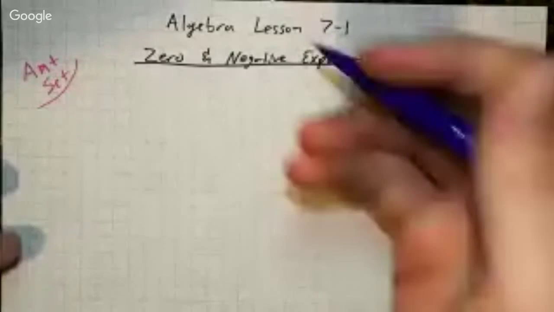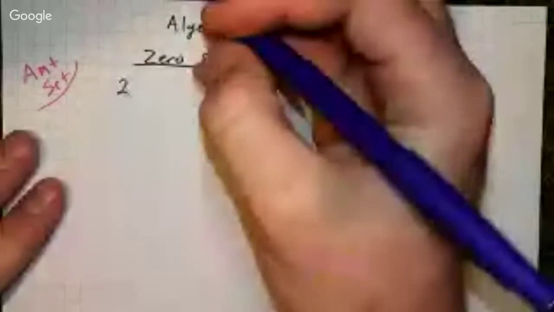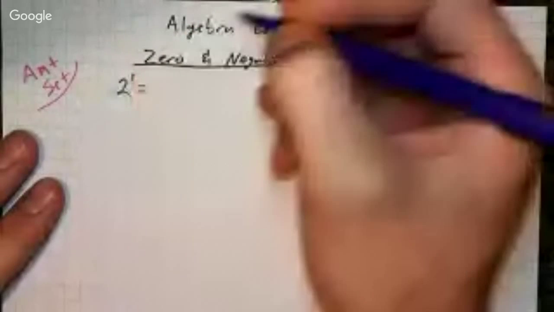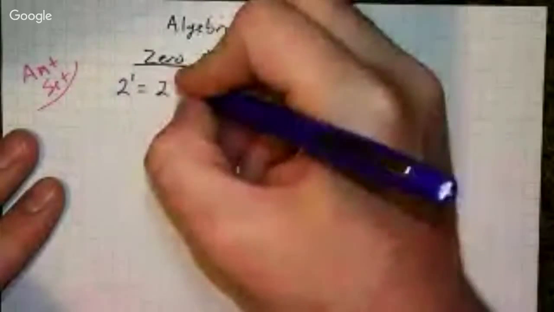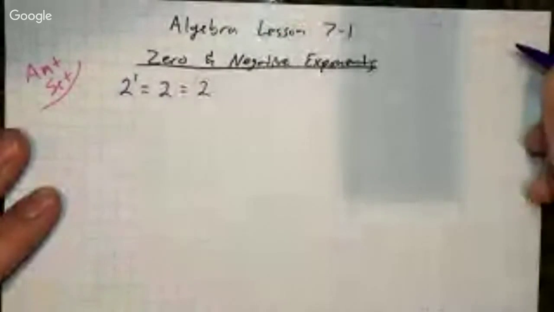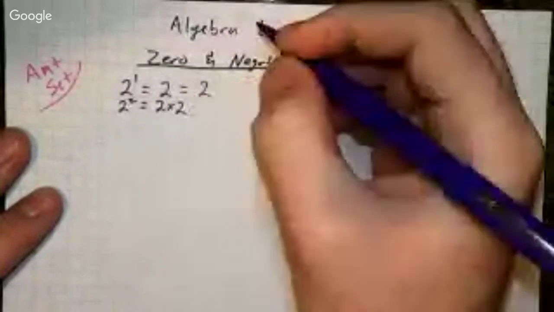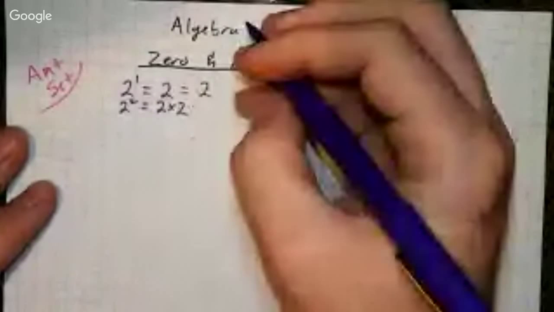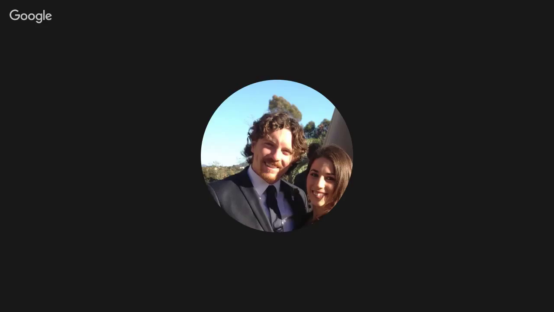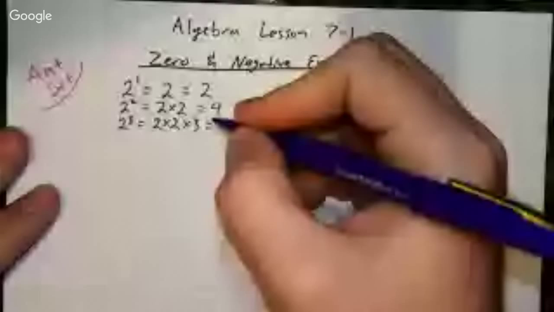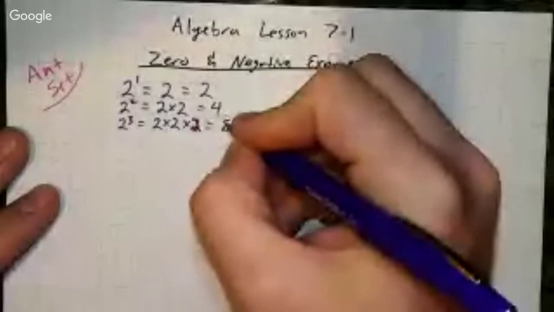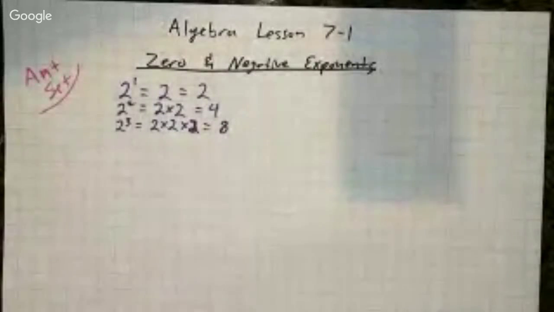So we've seen patterns in exponents before. We've worked with exponents before, so we know sort of what exponents are and what they do. So let's go through a few real quick right here, right? 2 to the power of 1 is the same thing as saying 2, which equals 2. 2 to the power of 2 is the same thing as saying 2 times 2, which equals 4. 2 to the power of 3 is 2 times 2 times 2 and would give us 8. So we see this pattern, right?